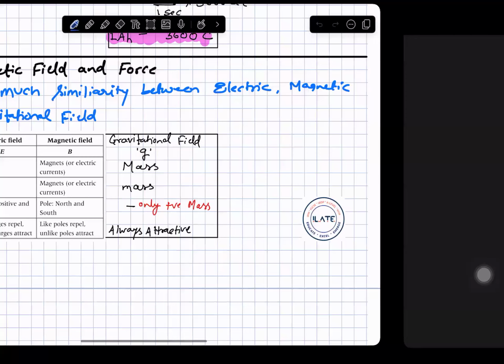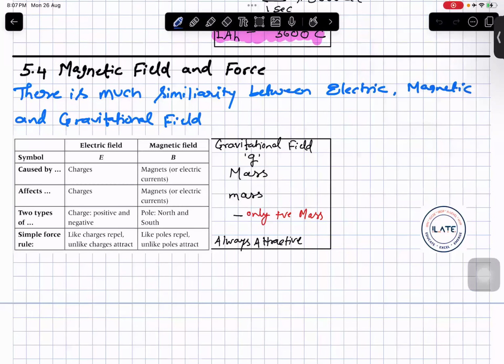So in this D3, we need to understand what types of fields there are first. Let's go back and see the basics. We know there are three kinds of field: electric field, magnetic field, and gravitational field. What causes the electric field is charges. The magnetic field is caused by a magnet or current. While the gravitational field is caused by mass.